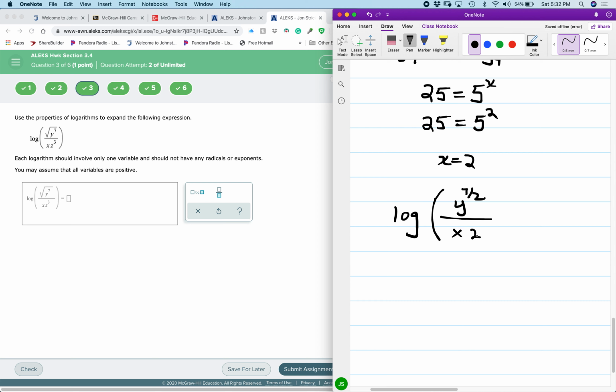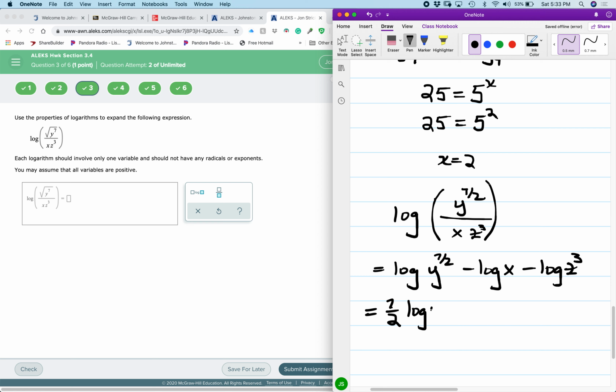Then we have all over x times z to the 3rd. And expanding, we have the logarithm, and anything that is at the top will correspond to a positive logarithmic term. Anything that is at the bottom has to be negative. So you have minus the logarithm of x minus the logarithm of z to the 3rd, and writing exponents as coefficients, we have 7 halves of the logarithm of y minus the logarithm of x, and minus 3 times the logarithm of z.